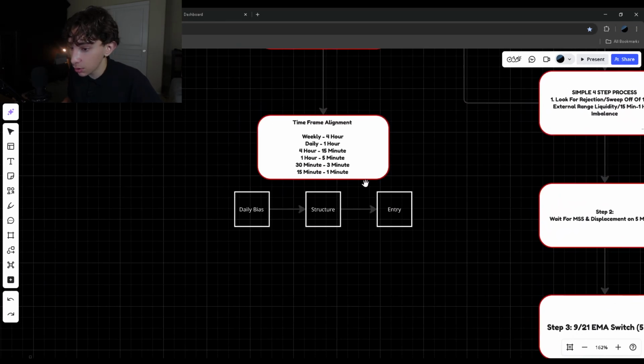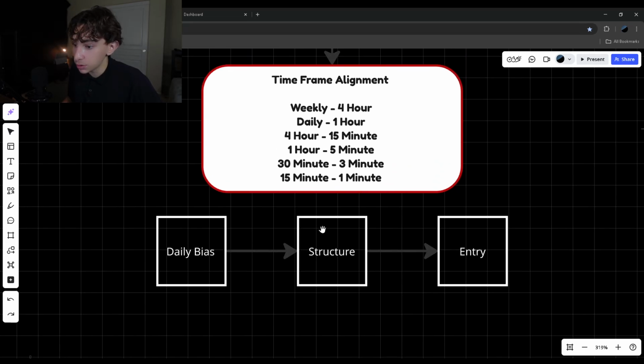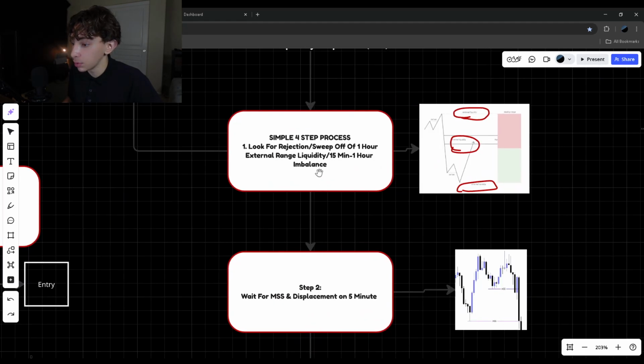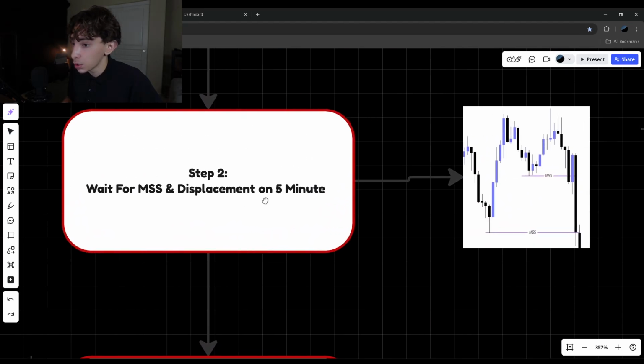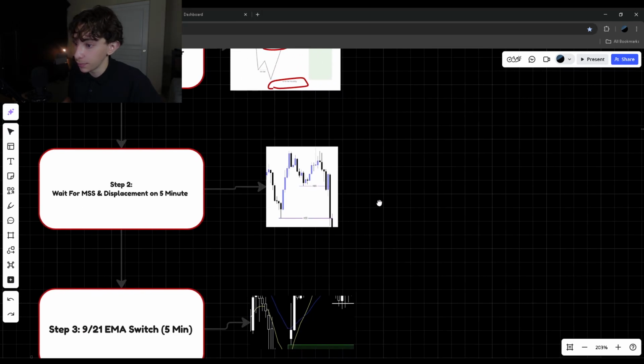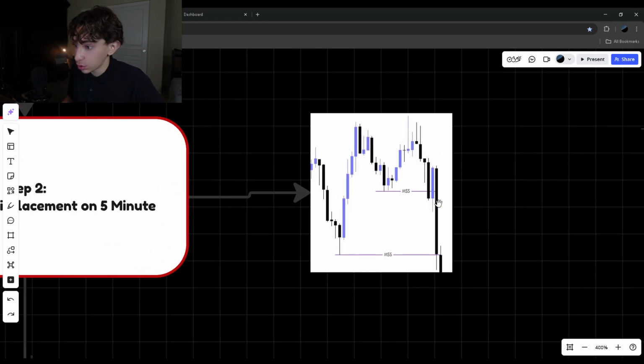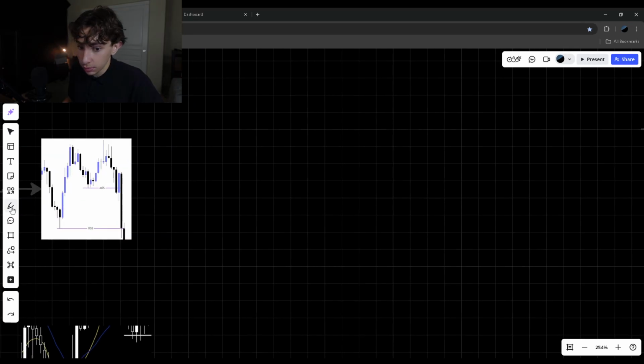That's why it's important to go back into time frame alignment. Your daily bias and structure, looking into all these can help you understand which way the trend's moving. So the second thing I look for is a market structure shift displacement on the 5 minute. So let's say we have a market structure shift. The only way that I'm going to enter a trade, so here I'll put this down.